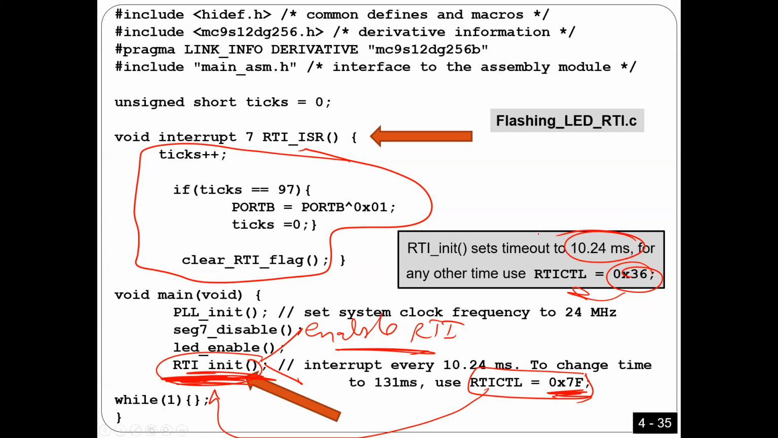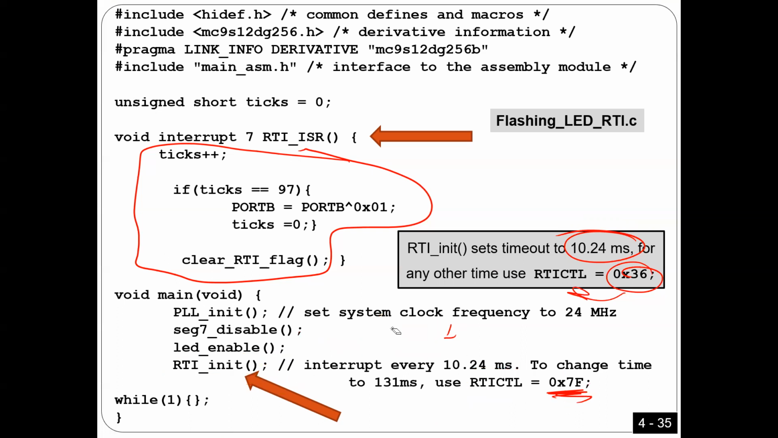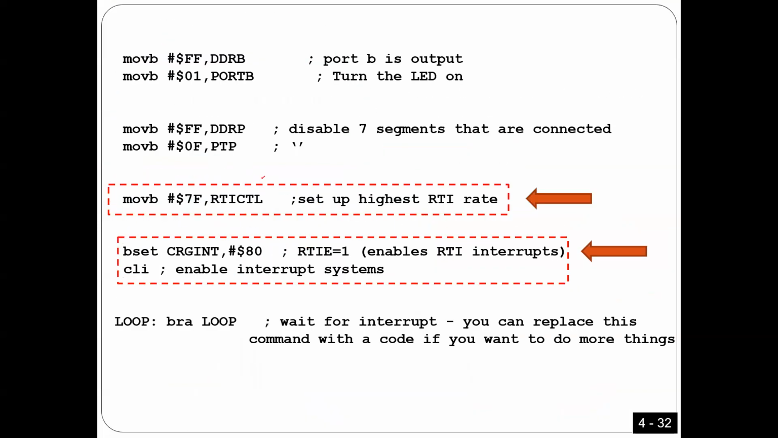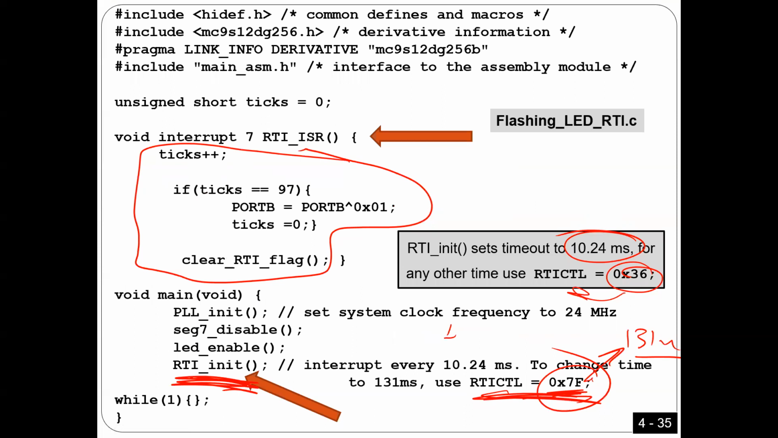I'm saying if you want to change the time, you can do one of 2 things. Number 1, after this function, you can write RTI CTL equal whatever you want, anytime. This time, 7F is going to make 131 milliseconds. Is that okay? You can do it this way. Or you can go inside this function, where you will find this one and this one. You can just change this number to any number you want. Anyway, that's all. Very simple. That's all I need.